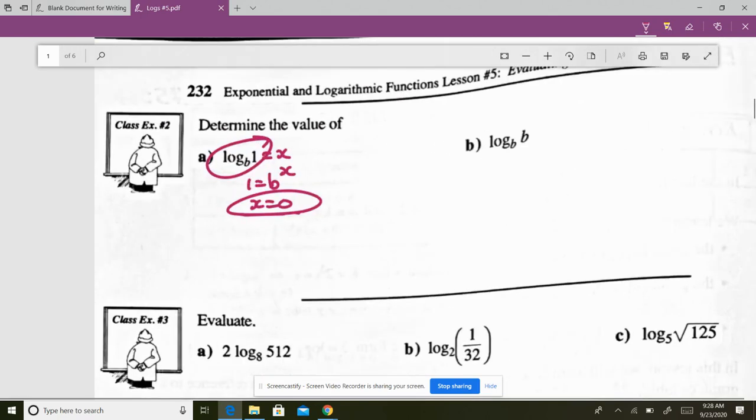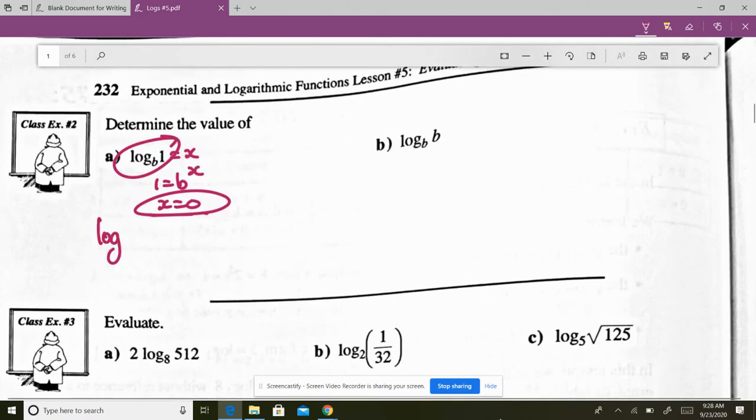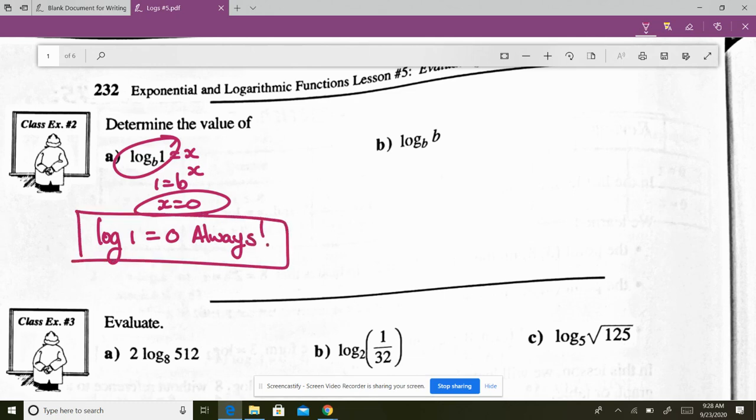So log 1 equals 0. Always. That's good to know, because when we get into more complex things, if you can simplify it down by using that rule, it makes your life a lot easier.